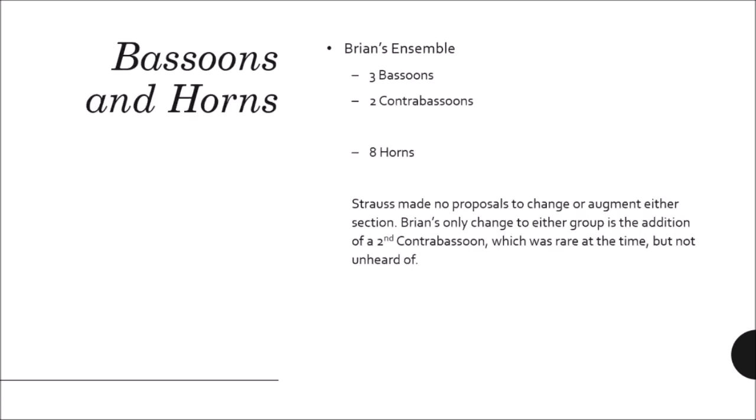Bassoons and horns, we don't really have that big of a difference from normal here. 3 bassoons and 2 contrabassoons. That's actually the same ensemble that the Rite of Spring uses. And same with the 8 horns. In fact, if we look at all of Strauss's works, this is not out of the ordinary for what Strauss would have written, with the exception Strauss never wrote for 2 contrabassoons. Stravinsky did, Mahler did in Symphony 10, and a few other composers, but the second contrabassoon is the only real deviation here with bassoons and horns.